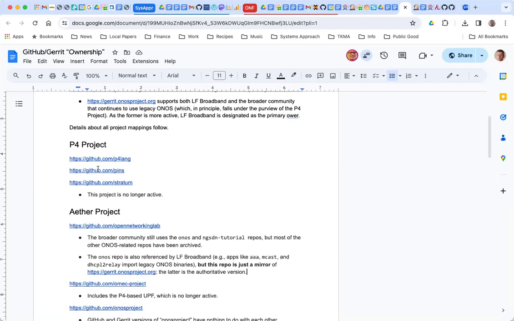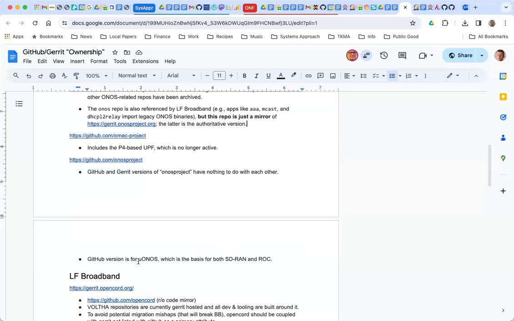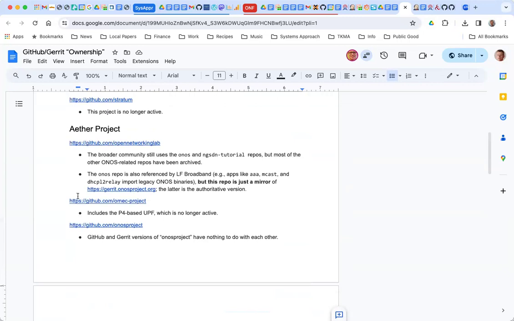But it was pretty clear what goes to P4. It's pretty clear Aether is making use of the Open Networking Lab repo on GitHub. In fact, you should think of that as a landing place for anything we move off of Gerrit, unless it very naturally goes to the OMEC project, which is another example that's pretty clearly going to be under the Aether umbrella. And the GitHub ONOS project is where all of the micro ONOS used for SD-Fabric and the ROC are. So those three are pretty clearly Aether properties.